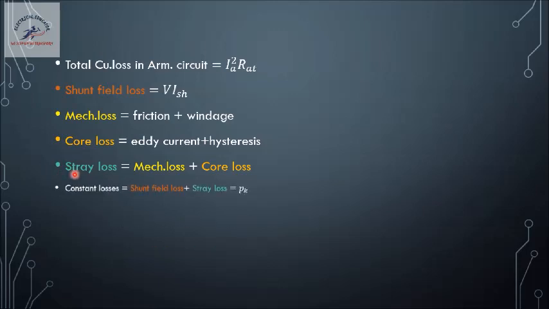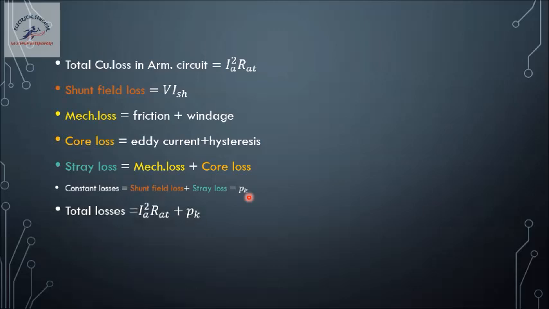So the constant loss is given by the formula shunt field loss plus stray loss, and here we know that stray loss is mechanical loss plus core loss added with the shunt field loss. So these losses are called constant losses. Let us denote it by the term Pk. P stands for power and K stands for constant. So we are denoting it by the representation P suffix K, which corresponds to constant losses.